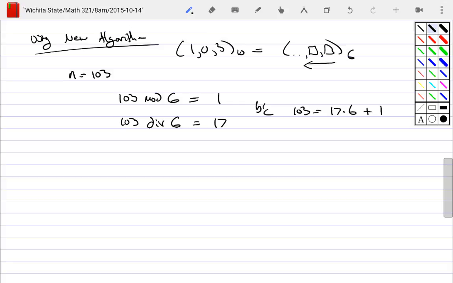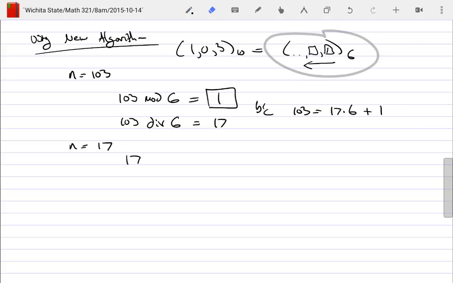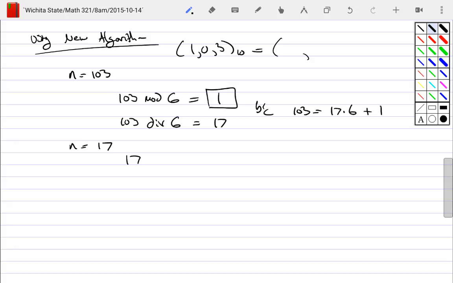All right, so now n is equal to 17. I take the quotient and then work on that. So what does this 1 do? This 1 goes into that one on the far right. Might as well write that bigger so it's easier to see. You're going to do some things in base 6, and we're trying to figure out each of these numbers, which will be found from right to left. 1 was my first mod.